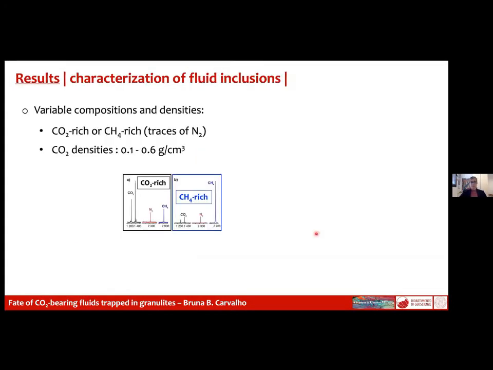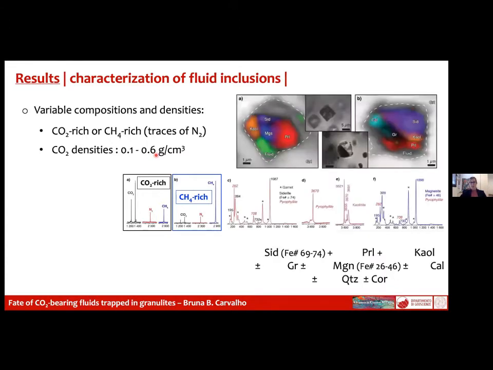And then the fluid inclusions are also multiphase, and they have variable compositions and densities. Some have CO2-rich compositions, and others have methane-rich compositions, but always with traces of nitrogen. The CO2 densities are also variable and below what's expected for the PT conditions of entrapment. With Raman maps and point analysis, we observed that these inclusions contain several minerals within them: siderite, pyrophyllite, but also kaolinite, graphite, magnesite, calcite, quartz, and corundum.